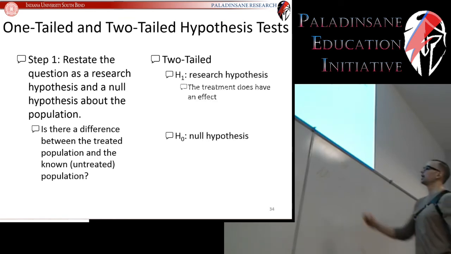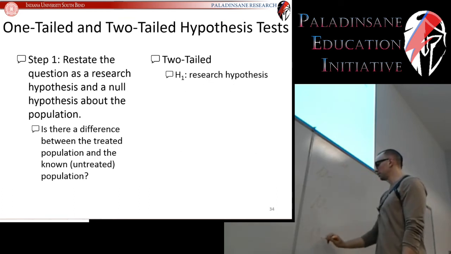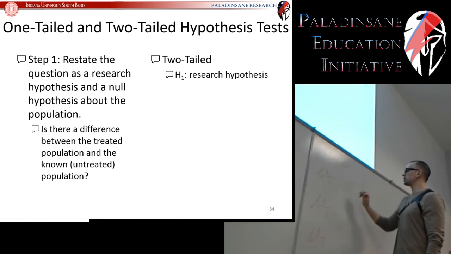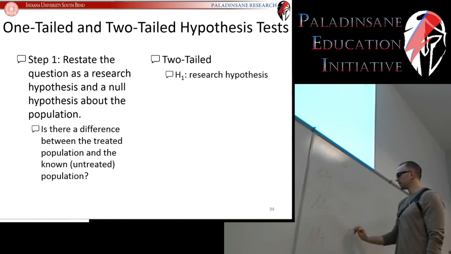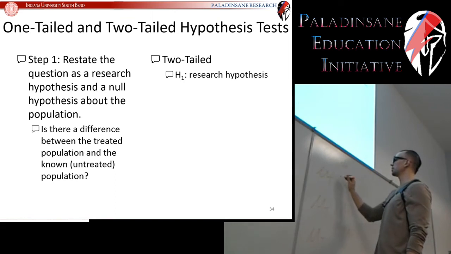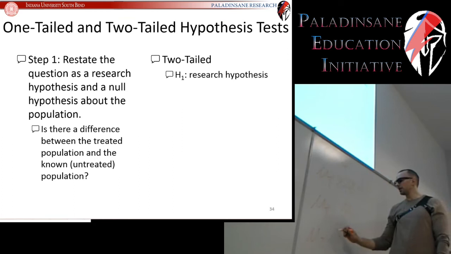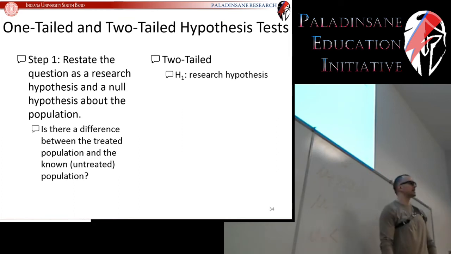Okay, treated. You have a treated population, and it has some relation to an untreated population, right? So there are 3 possibilities for how these things can be related. One possibility is that your treated population is greater than your untreated population, right? Your treatment caused an increase. It has an effect. It made things bigger. Another possibility is that your treated population is less than your untreated population. Your treatment caused a decrease. Your treatment made things smaller.